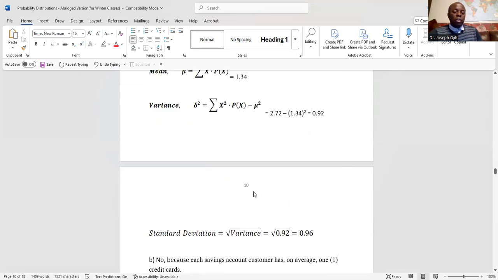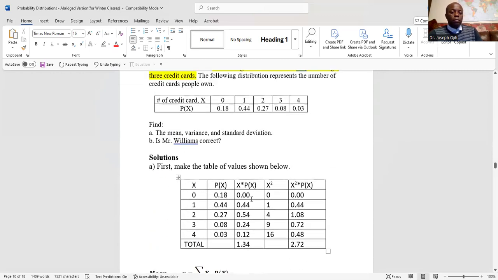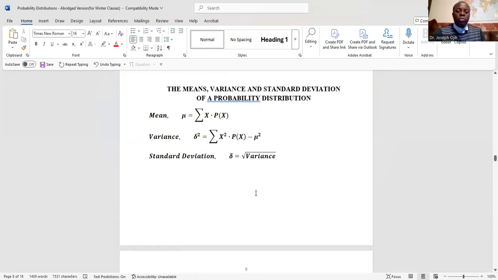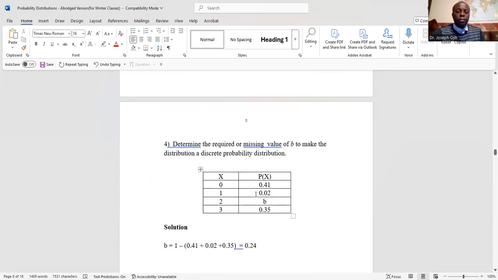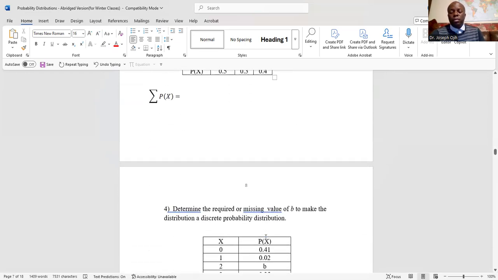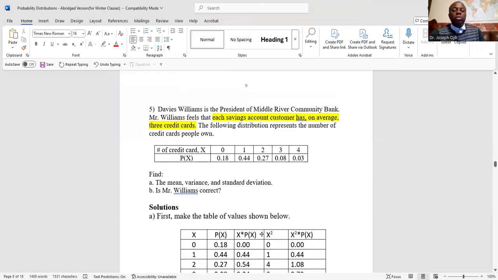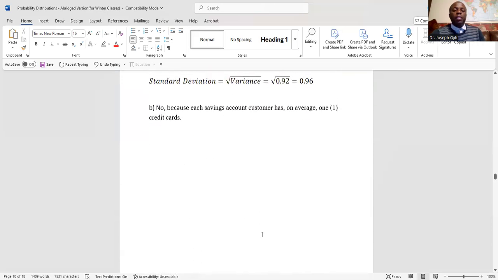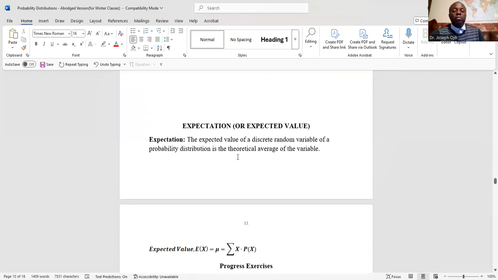So any question on this? Any question on what we have covered today? Excellent. No question. Good. So when we meet on Thursday, we'll continue from expectation or expected value. Okay?